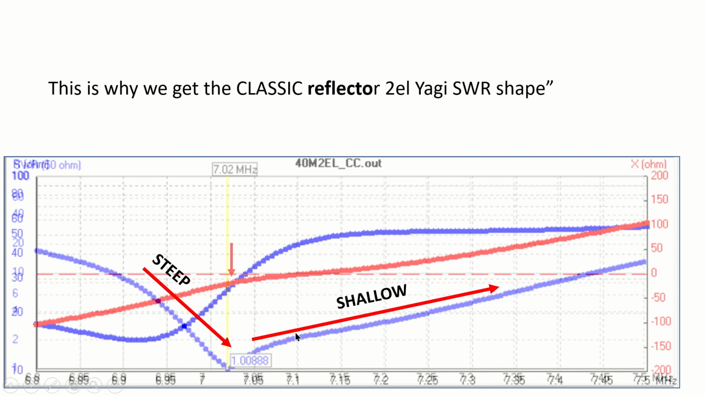This actually represents a very classic reflector, two-element Yagi profile. Have you ever noticed this on a two-element reflector model? In actual fact, if this were a director two-element array, the profile would be reversed. The steep side would be on the high frequency and the shallow on the low. That's simply because we're tuned on the other side of the real resistance dip. That's where the parasitic is tuned.